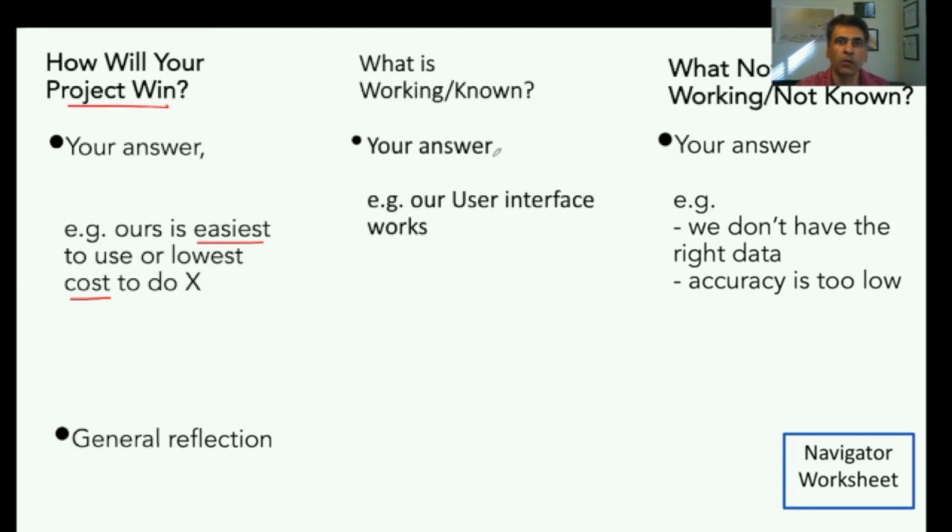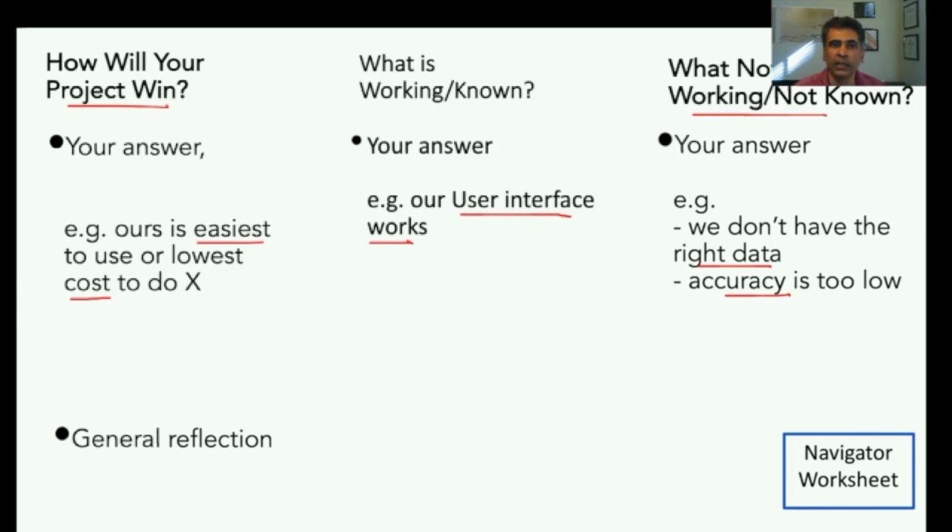We'll also ask you what is working and what is known. So you might say, okay, at this point, our user interface works very well, or our data algorithm works very well. And we'll also have you separate what's working and not working, and answer the question, what is not working and what is not known. So maybe at that point in the project, you don't have the right data, or your accuracy is too low. Or maybe there's a tool or some software that you don't know how to use, or you don't know how to visualize something or graphically display it. Any of those things could end up on the not working yet list.